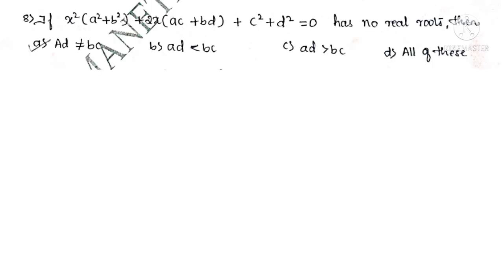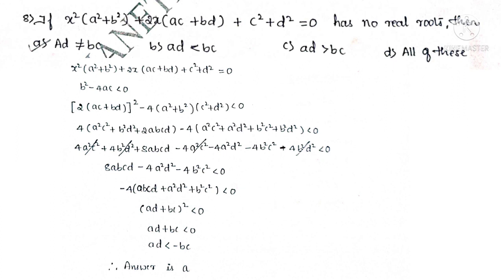Eighth problem is, if x square into a square plus b square plus 2x into ac plus bd plus c square plus d square is equal to 0 has no real roots, then option A, AD not equal to BC, option B, AD lesser than BC, option C, AD greater than BC, option D, all of these. Since this problem is based on nature of the roots, I'll consider the discriminant. Since there are no real roots, the discriminant b square minus 4ac will be lesser than 0.